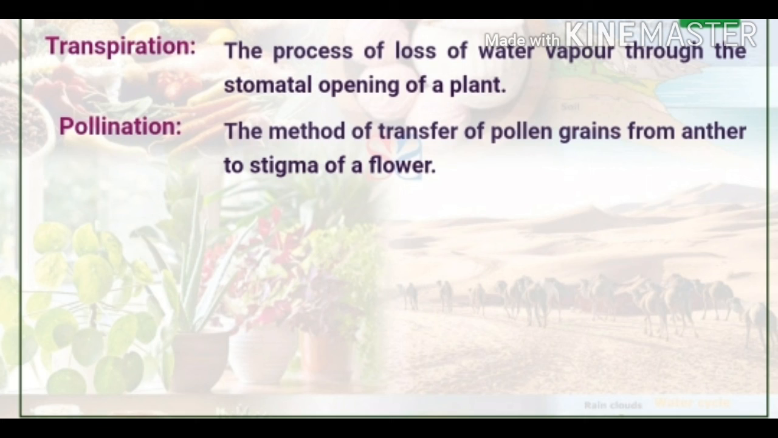Pollination. The method of transfer of pollen grain from anther to stigma of a flower. So this process is called pollination.